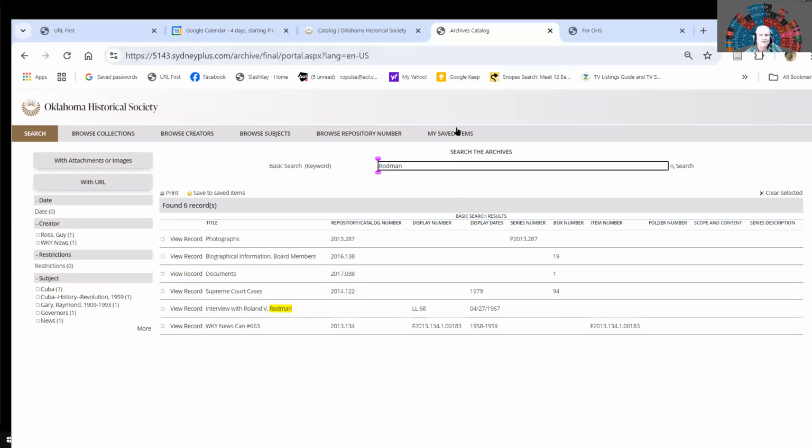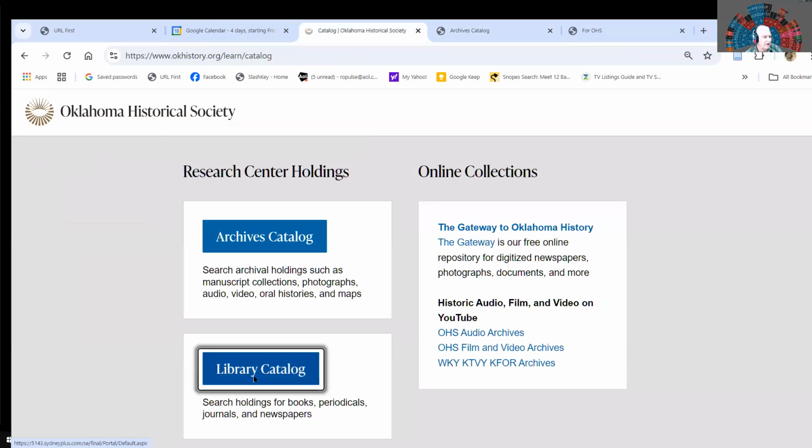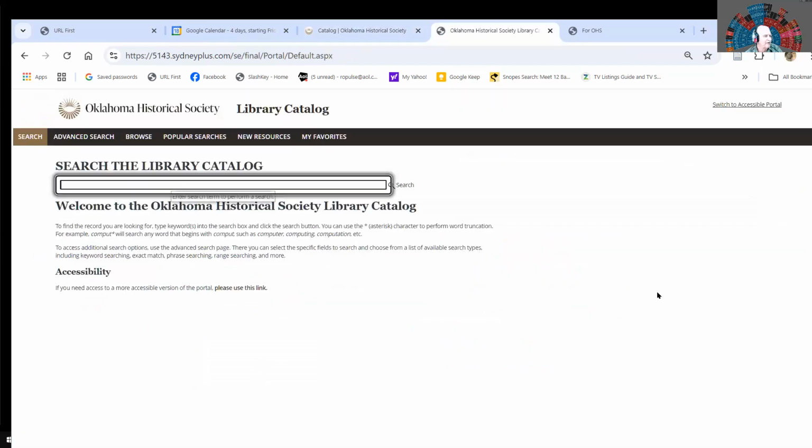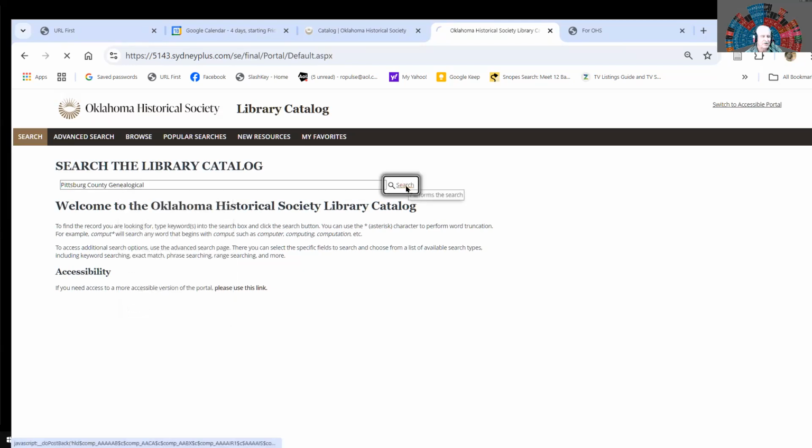All right. Now, I promised you that we would do all these searches. So let's go do the library catalog. And let's start out with Pittsburgh County Genealogical. Let's see which of their books are in there.